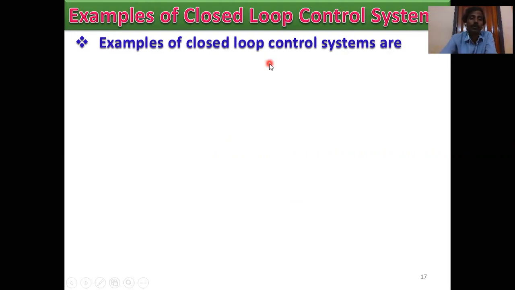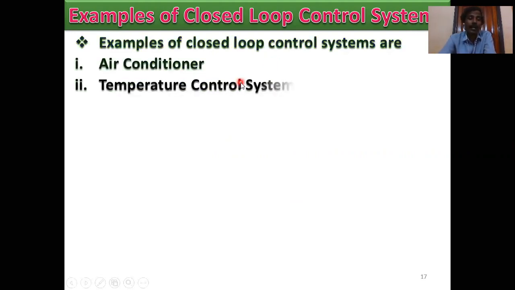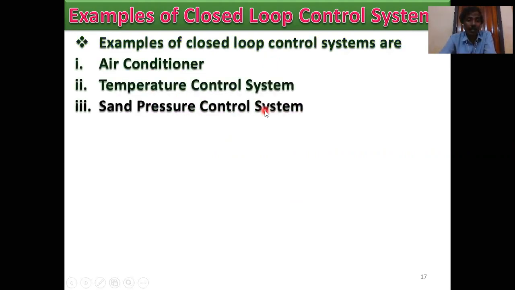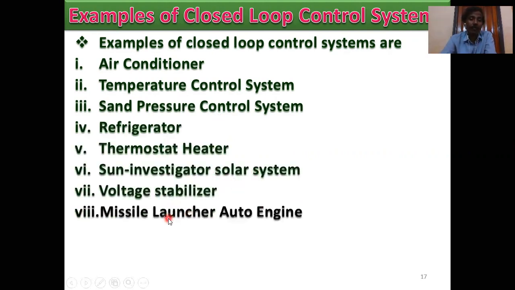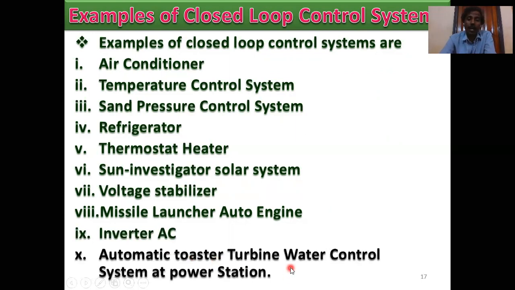What are examples of closed loop control systems? Examples are air conditioners, temperature control systems, pressure control systems, refrigerators, thermostat heaters, solar systems, voltage stabilizers, missile launchers, auto engines, inverter AC, automatic toasters, turbines, and water control systems at a power station.